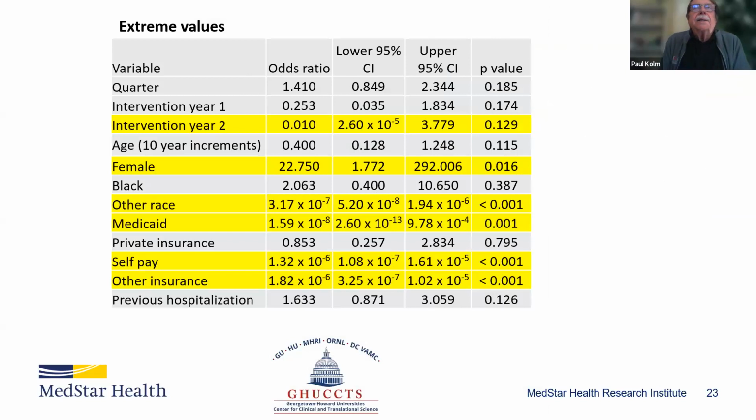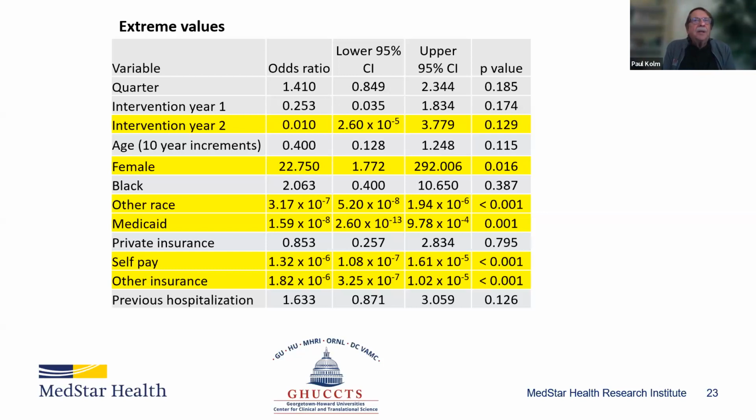And another issue that you might encounter in logistic regression is extreme values. I've looked at a model here, which I think, again, is doing 30-day readmissions. But anyway, there are some other variables in here. You'll notice I've highlighted some that are either really small or really huge. For example, in intervention year 2, the odds ratio is 0.01.